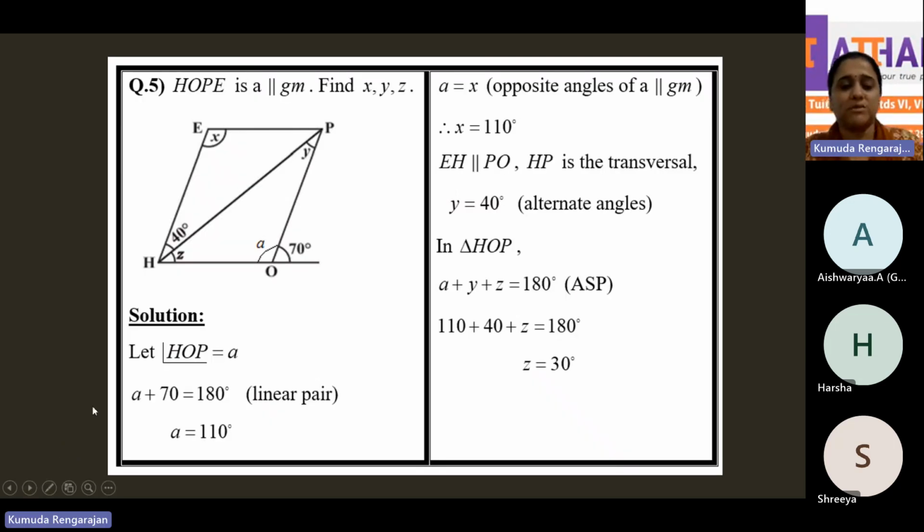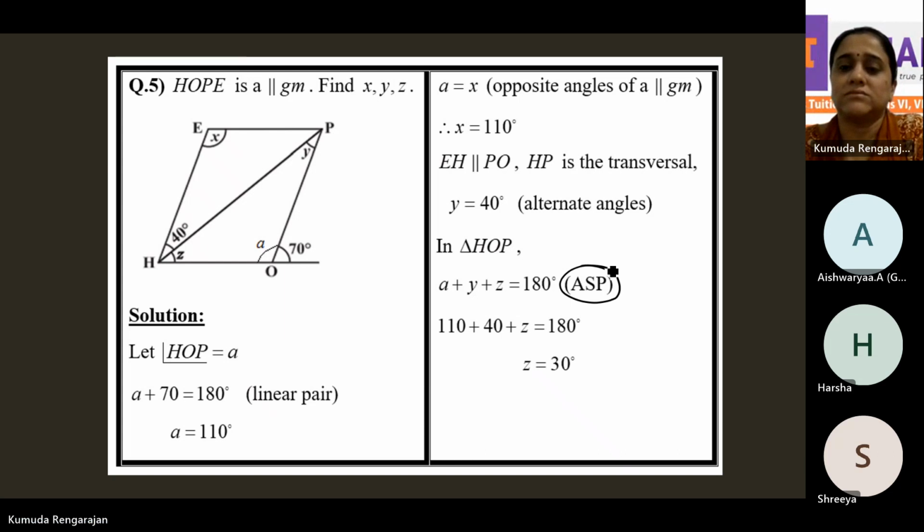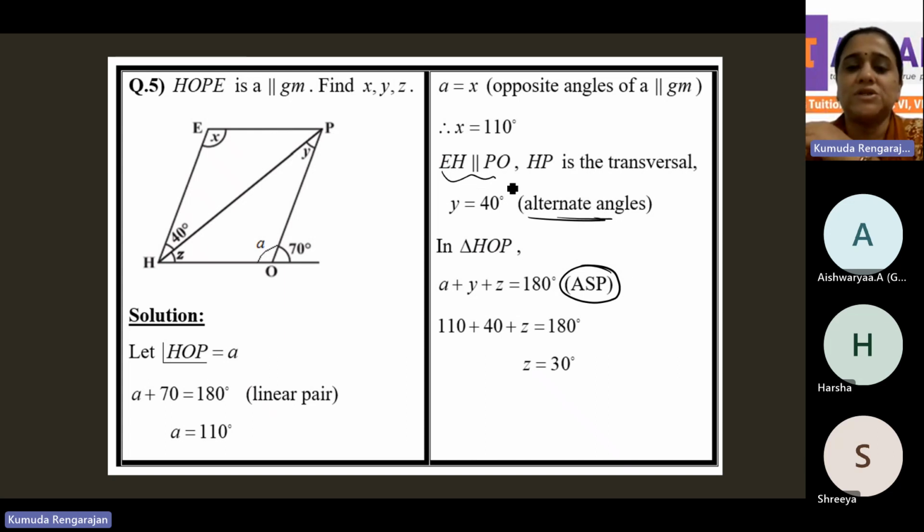There may be some other method also explained here. Please understand that. ASP is angle sum property. ASP is angle sum property of a triangle. And whenever you use the concept of alternate angles or corresponding angles, you must mention the parallel lines and the transversal.